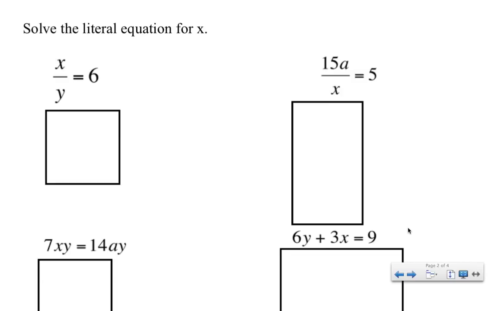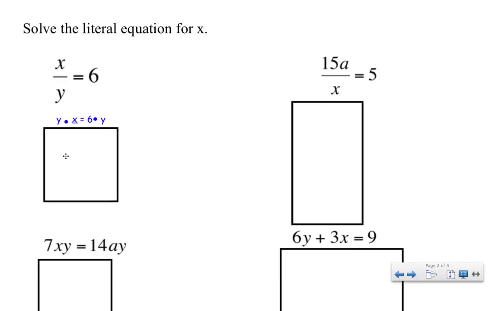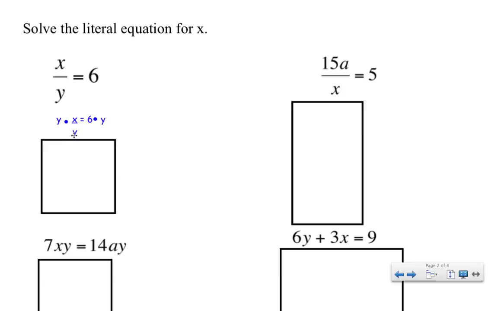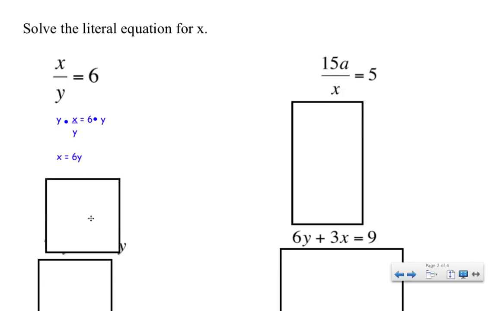I love that you're willing to take a risk and make a mistake, and you can always come back and check later. Alright, so in this one I have x divided by y equals 6. And again, I'm solving the literal equation for x. I'm trying to get x by itself. Well, x is being divided by y. So I'm going to do the inverse operation, and I'm going to multiply both sides by y. Multiplication property of equality says that's okay. These y's divide to be 1, so I end up with x equals 6y.